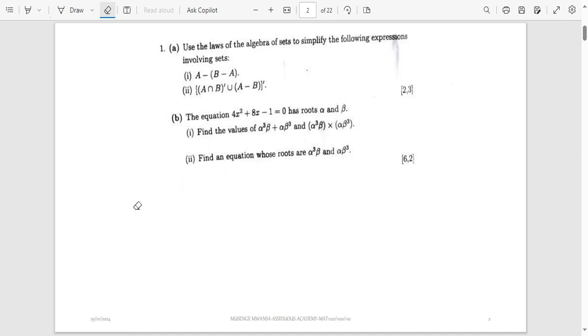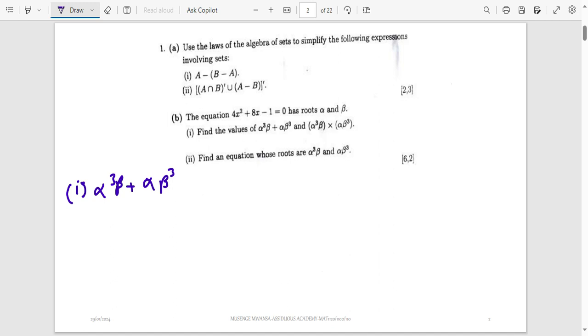Okay, now question B. The equation 4x squared plus 8x minus 1 equals 0 has roots alpha and beta. We want the first one to find the value of alpha cubed beta plus alpha beta cubed, and also alpha cubed beta times alpha.